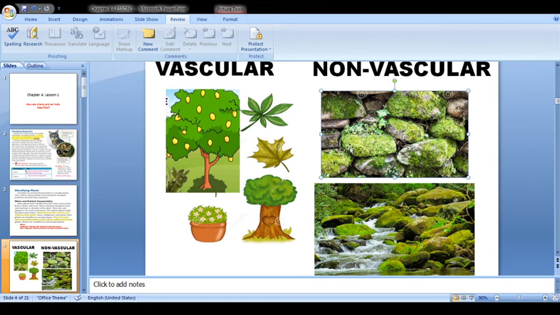I'll repeat again. Non-vascular plants do not have leaves, fruits or roots. They send the nutrients from cell to cell. Vascular plants have a tube-like structure inside. If they get water, they send the water through this tube-like structure to all parts of the plant. In non-vascular plants, they send it from cell to cell. If one cell gets a nutrient, it sends it to the other cell.